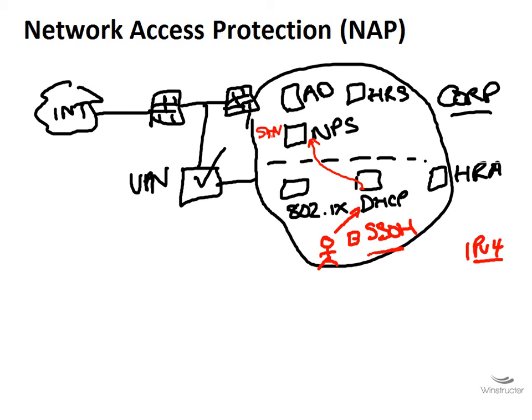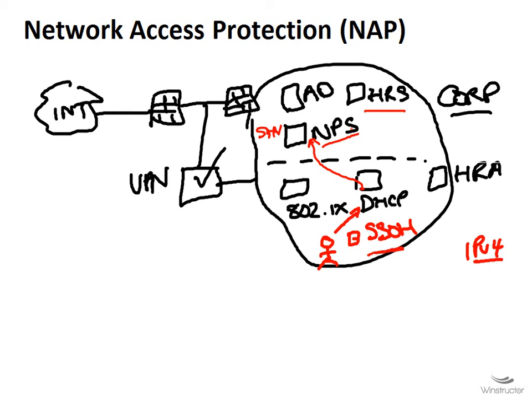So where does this SHV get its requirements from? Well, it comes from the Health Requirements Server, a centralized location used for storing the health policy requirements. Now, even though I've listed it here, by the way, as a separate server, it can actually be installed on the same server as the network policy server if you like.